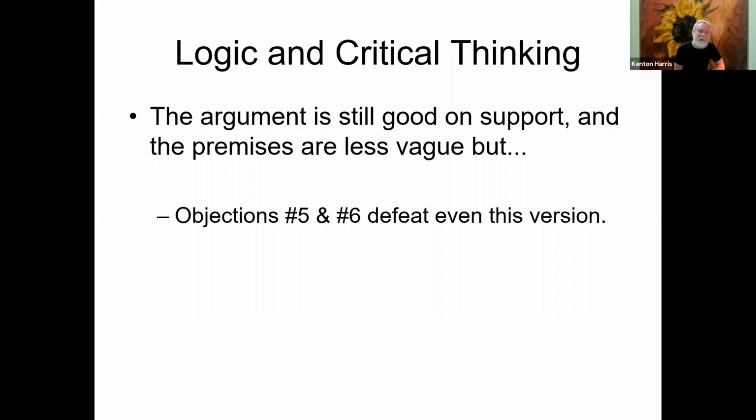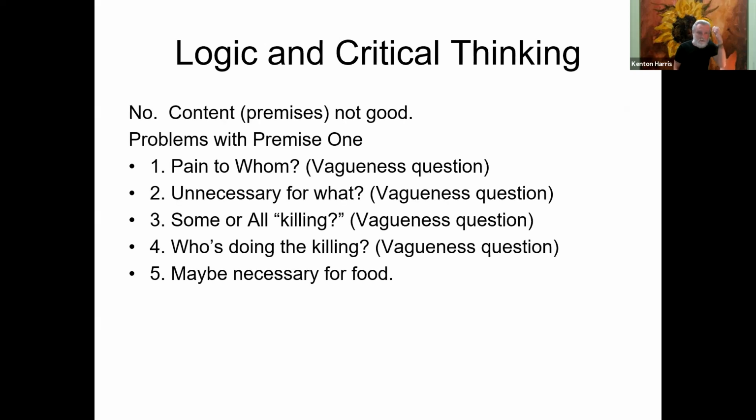Right? But there are other objections we might raise, objections 5 and 6, which would defeat even this new, clearer version of the argument that we're looking at now. So for instance, objection 5 might be, maybe eating meat is necessary for good health and human nutrition. Maybe it is necessary to kill animals for food.